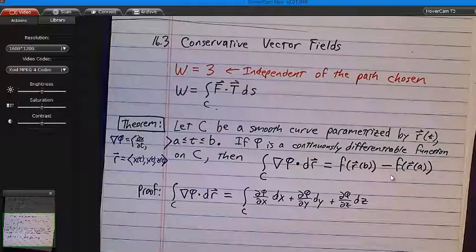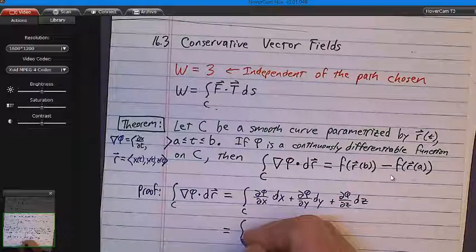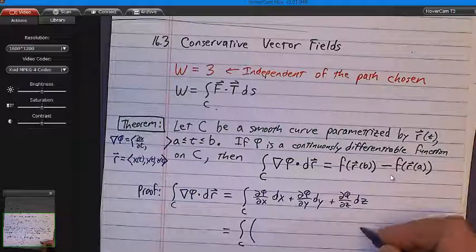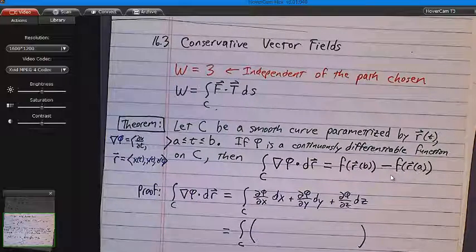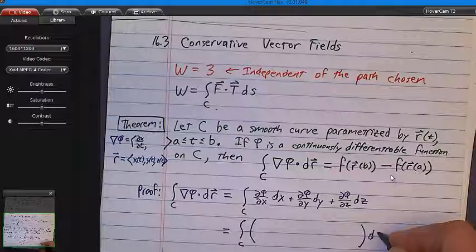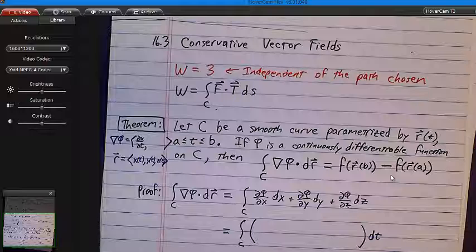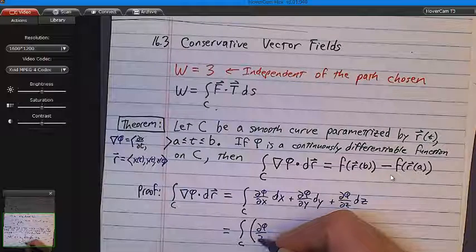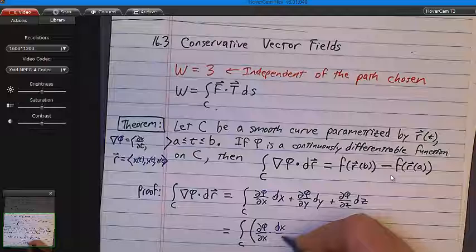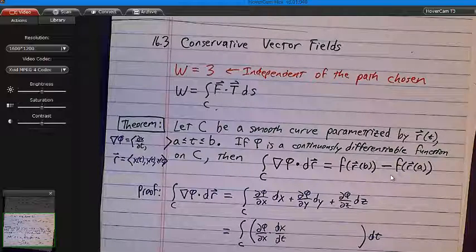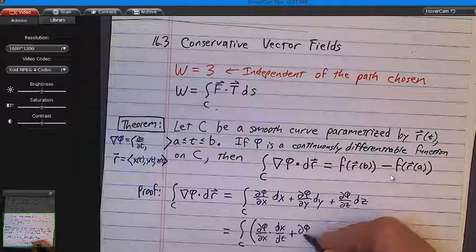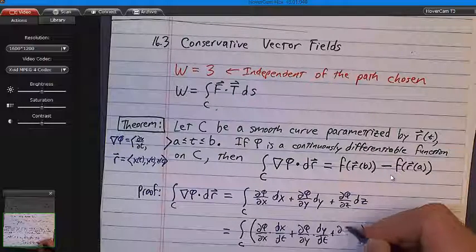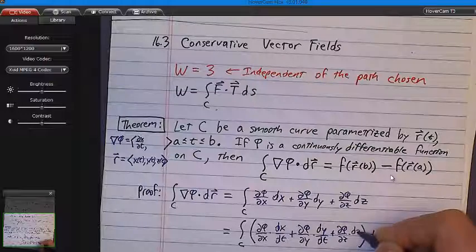So now as my next step, I'm going to take everything I just wrote and play around with differentials. I'd like to turn this into a dt problem. So my next step, I will write partial phi partial x times dx dt, plus partial phi partial y, those are curly, times dy dt, plus partial phi partial z times dz dt. Can I do that?